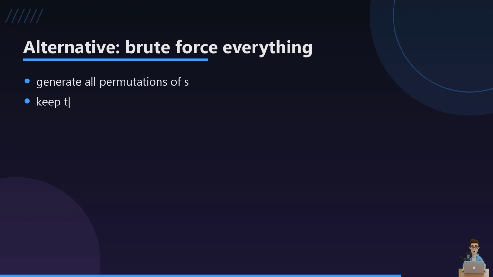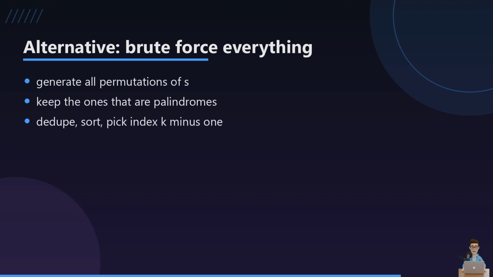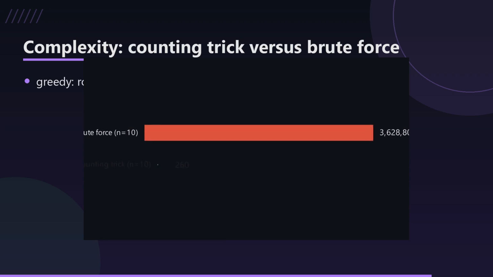You could import itertools, generate every permutation, filter for palindromes, throw them in a set, and sort. It is dead simple to write and easy to trust on tiny inputs. Honestly though, this is the kind of code that survives an interview whiteboard and dies the moment a real 10,000 character string hits it. For just 10 characters, the brute force already checks over 3.5 million permutations, while the counting trick does a few hundred small checks. That gap only gets worse as the string grows.